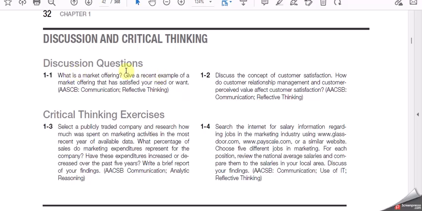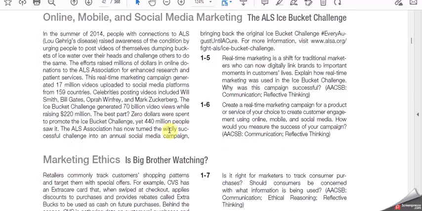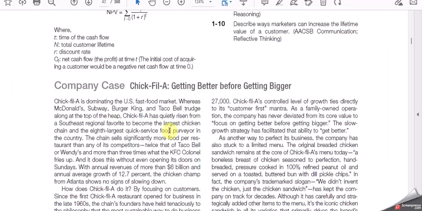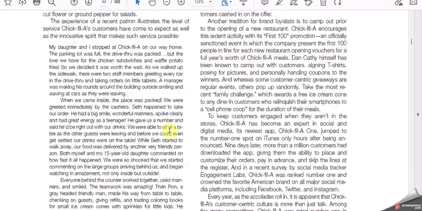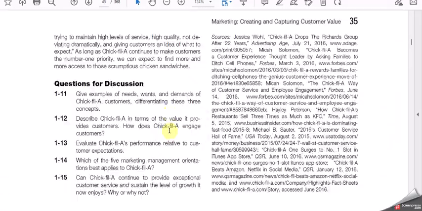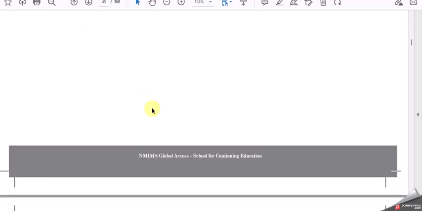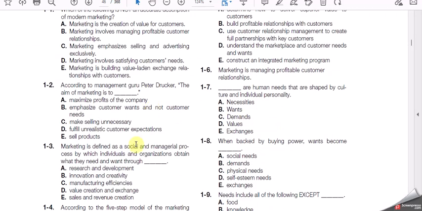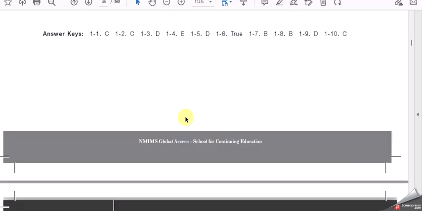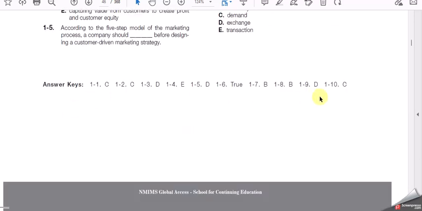Here you have discussion questions, and then you have a little information on how the discussion questions are, and MCQs. So these are the different questions, and these are MCQs here. It is very much clear, and answers are provided.